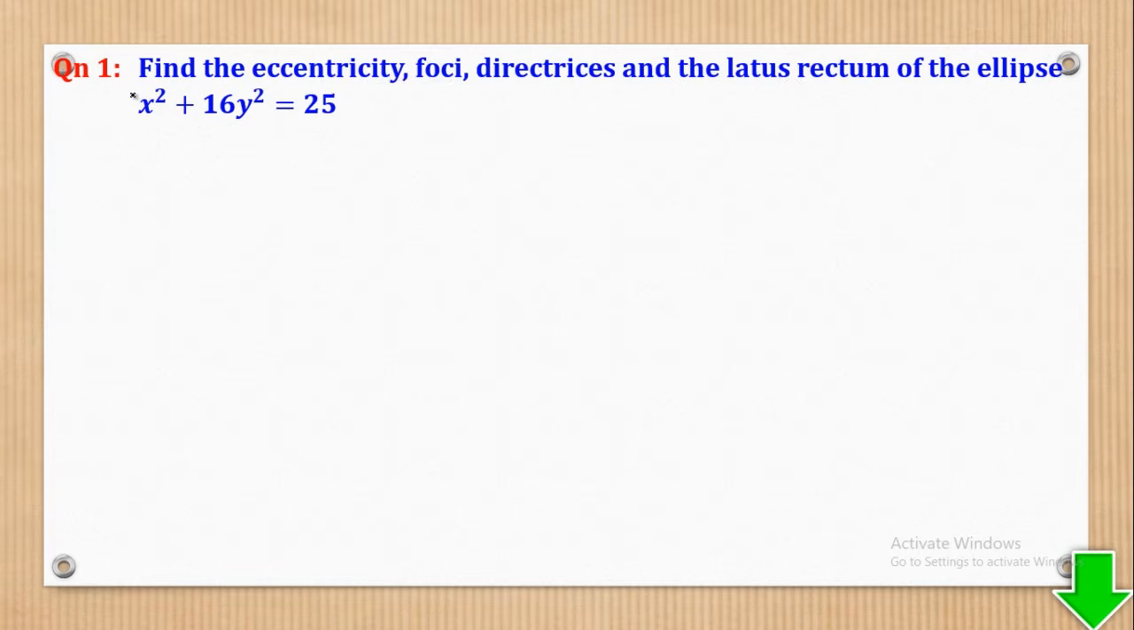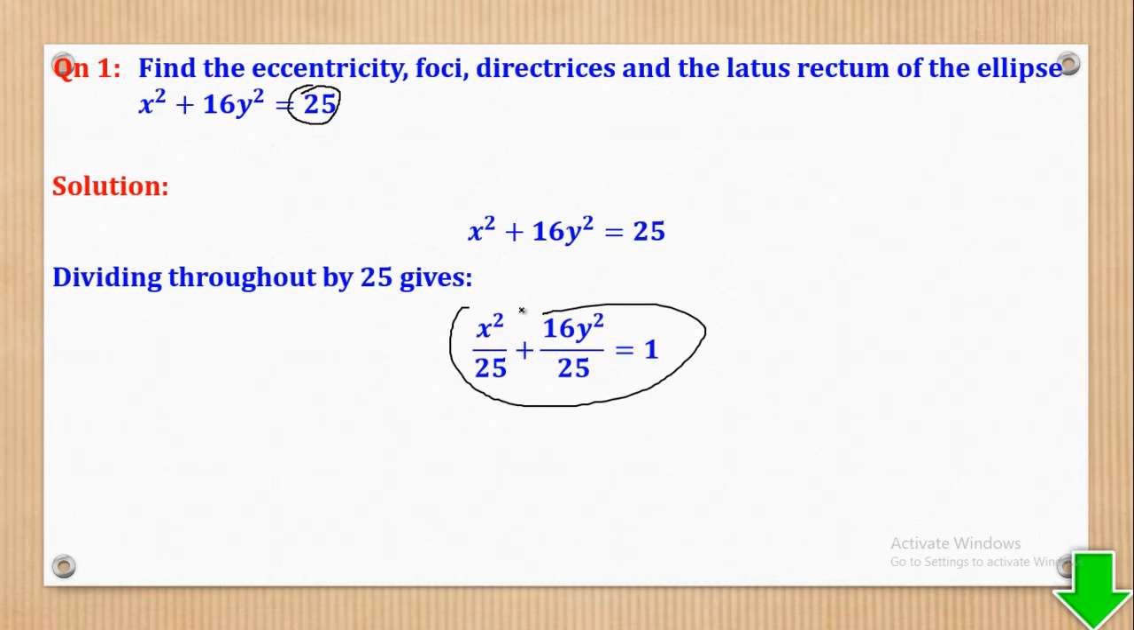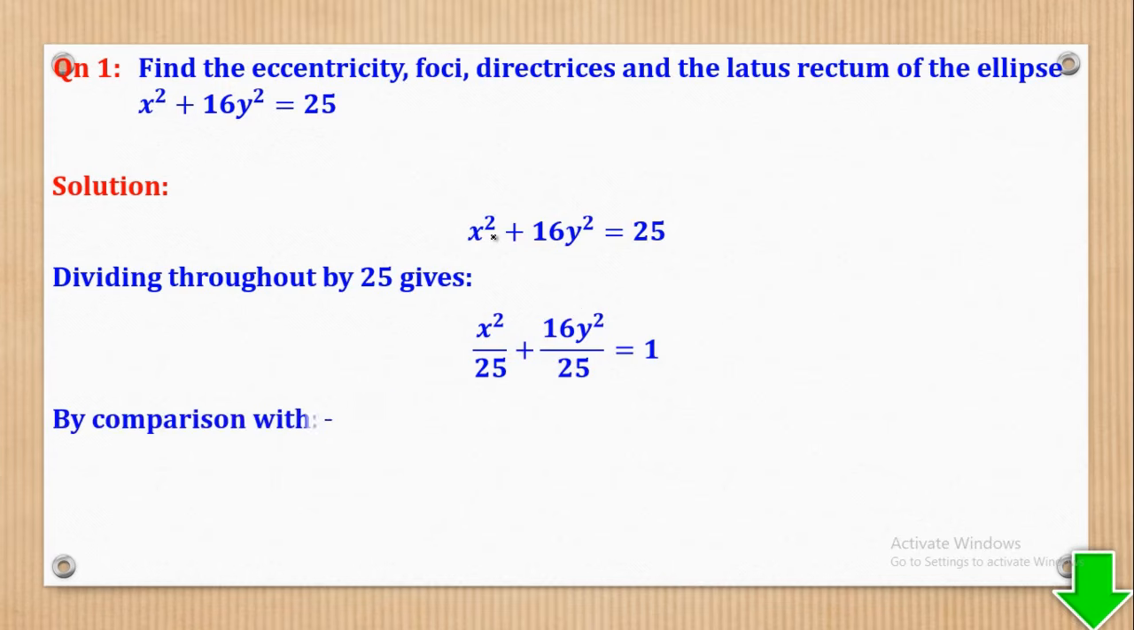Now this one is not in the shape of an ellipse which you have seen, but can be, because I think we realize that this one is not equal to 1. So what we do, we shall divide throughout by 25 to come up with this step. I think we realize that this one is now in the form of an ellipse, which we know. So now that's in the form, we shall compare it with the general format of an ellipse and be able to get the values of a squared and b squared.